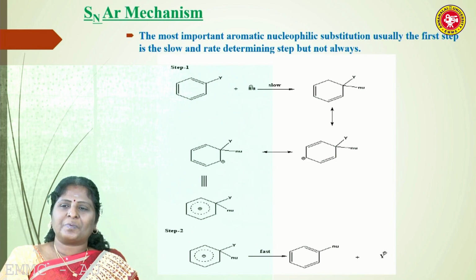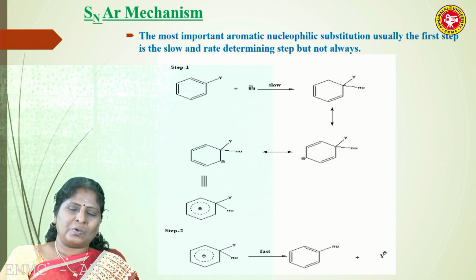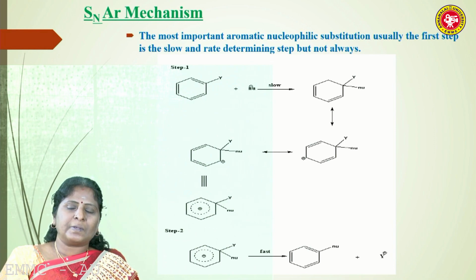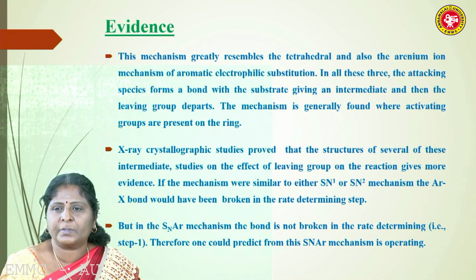So, the first step here is the attack by the nucleophile, and that is found to be the rate determining step. So, the order of the reaction and the molecularity of the reaction are found to be 2. In the second step, the leaving group, that means the nucleofuge, departs. So, the nucleophilic substituted product is obtained in the second step.